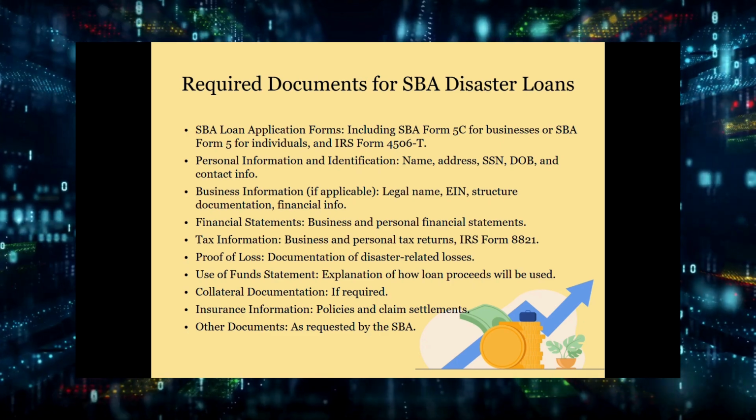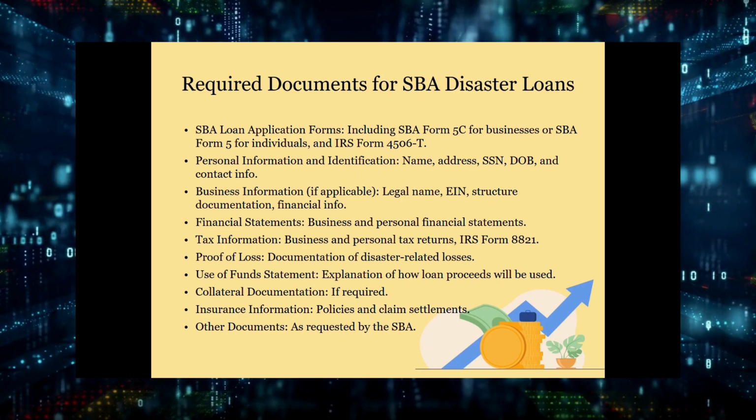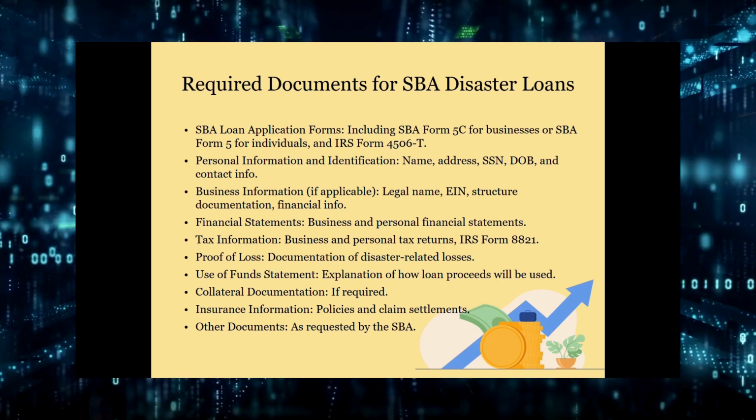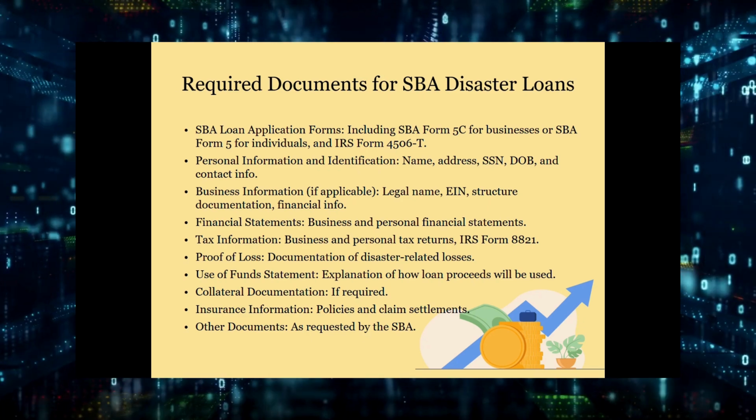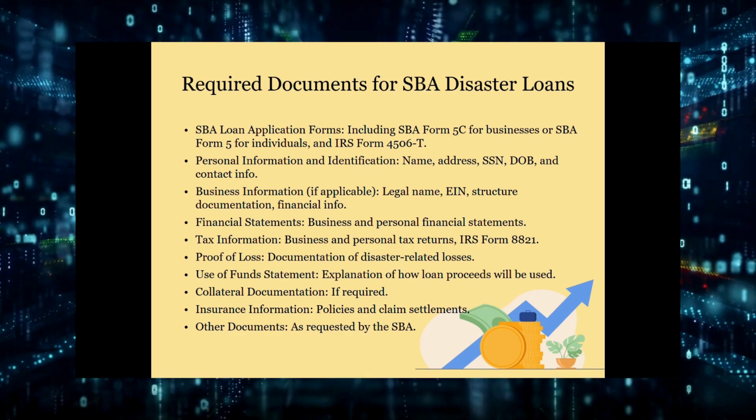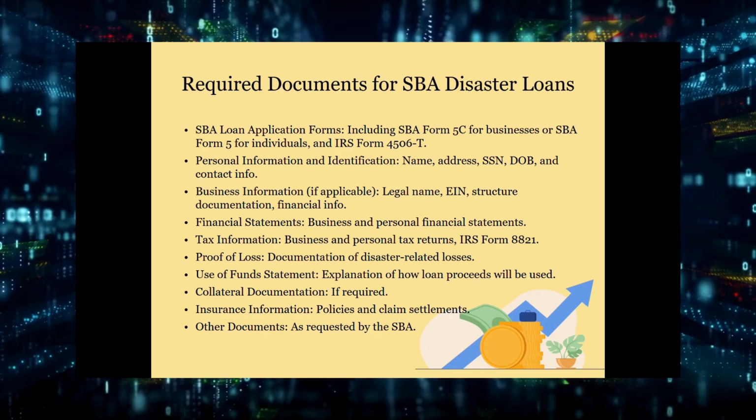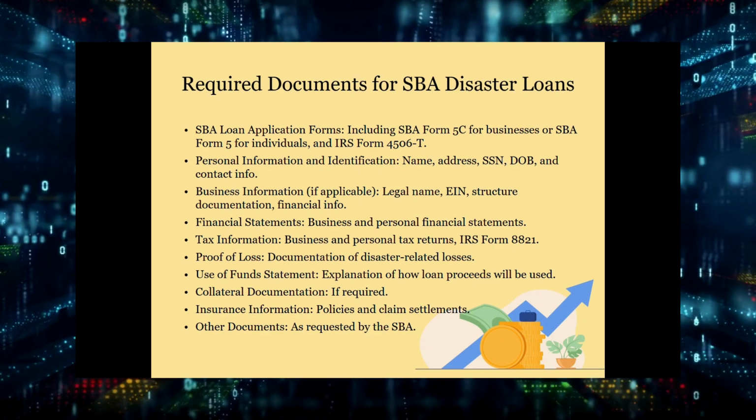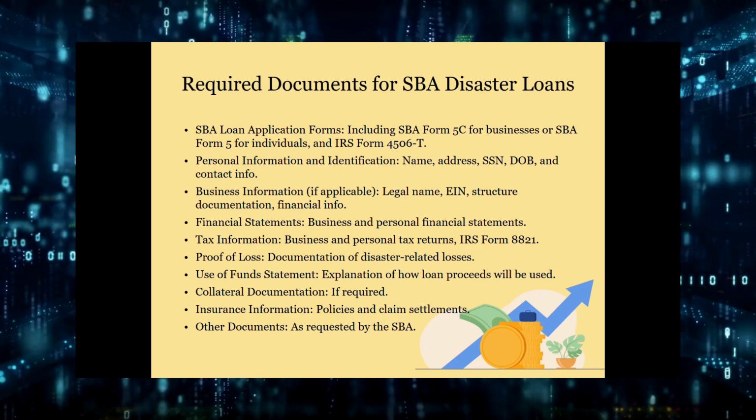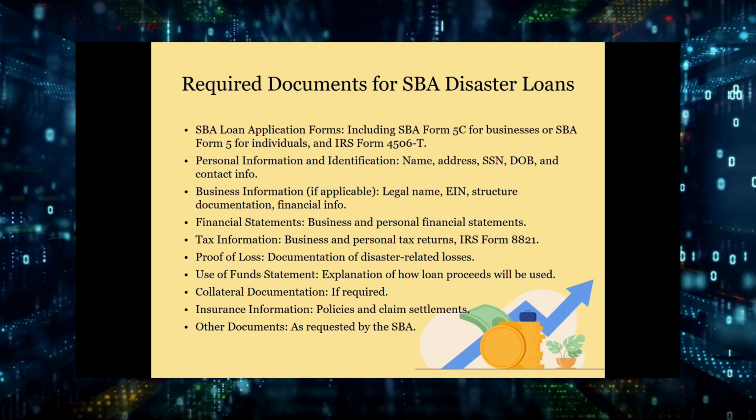Tax information. Submit business and personal tax returns for the past few years. Additionally, you'll need to provide IRS Form 8821, which authorizes the release of tax information to the SBA. Proof of loss. Provide documentation showing the extent of the disaster-related losses. This can include insurance claims, repair estimates, or photographs of the damage.